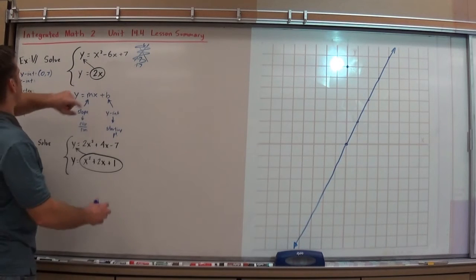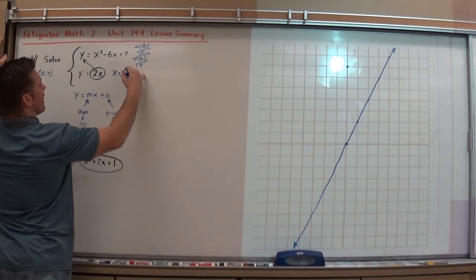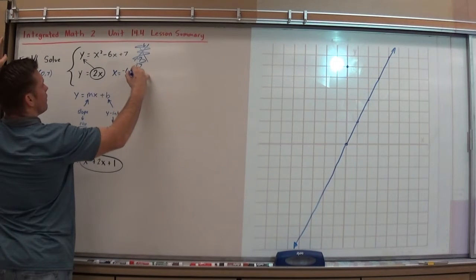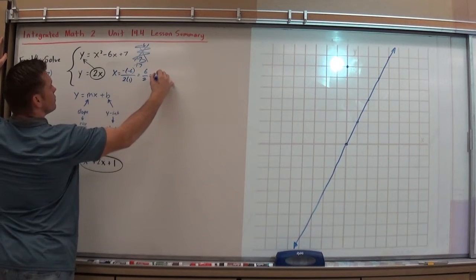How do I find the axis of symmetry? I can use the formula negative b over 2a. And a negative b here would be a negative negative 6 over 2 times 1, which is positive 6 over 2, which is 3.